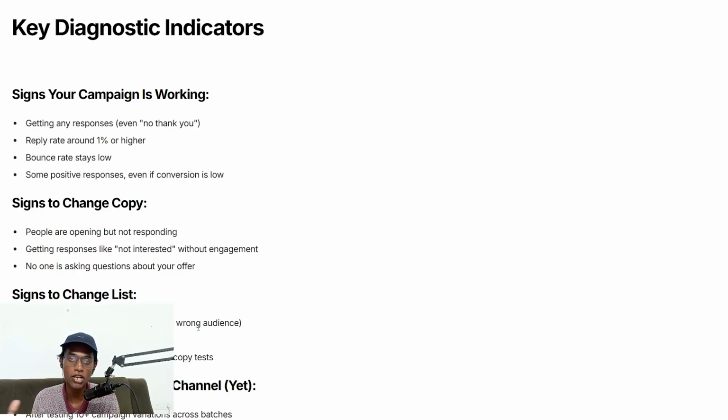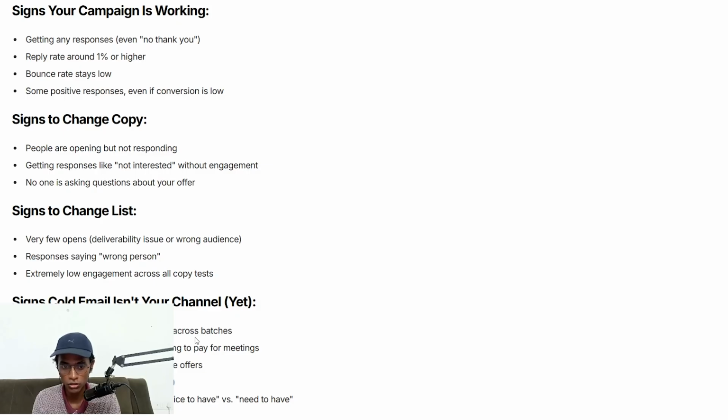Here are signs to change the list. There are very few opens, if you're tracking open rate, that is, right? And if your bounce rate is too high, then that means you need to make changes to the list as well. If there are responses coming in saying "wrong person," "I don't work at that particular company, why are you even reaching out to me about this? I don't work there," things like that. If you're getting responses like that, then that means you need to change the list. If there's extremely low engagement across all copy tests, then again, you need to start thinking about changing the list as well.